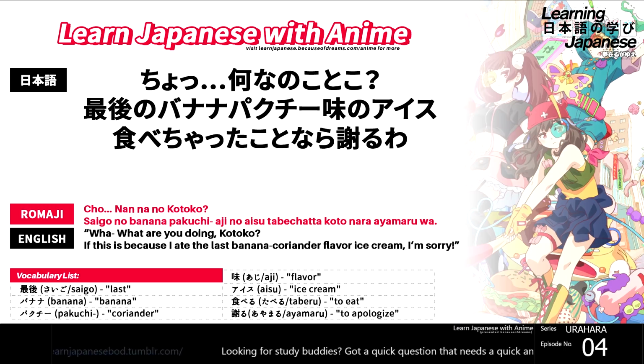And now let's take a look at y, which is everything that appears after nara, and that's simply going to be ayamaru wa. Ayamaru is the verb that translates to apologize. It's in basically the present form here, so it's saying I apologize, and that's basically the whole sentence right there. If this is because that I ate the banana coriander flavor ice cream, the last one, then I apologize. And that last character wa at the end of the sentence isn't too important. It's a sentence ending particle. It just gives the person talking a kind of womanly sounding tone.